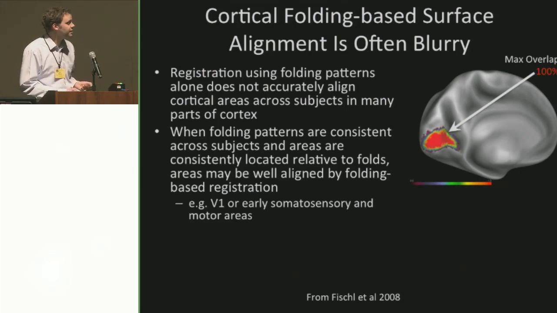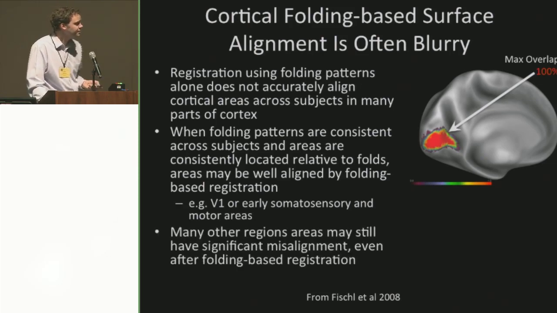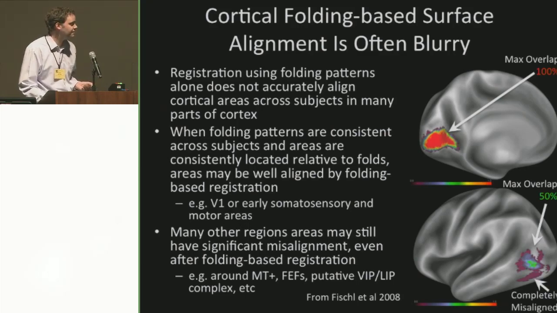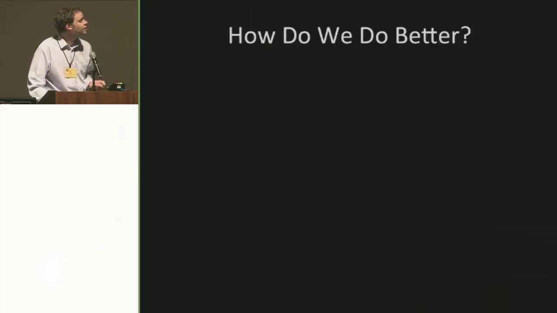Another couple of examples are V1 and the early somatosensory and motor areas. But many other regions may still have significant misalignment after folding-based registration. Around MT is a more challenging one. We only get about 50% overlap there. The IPS is another challenge, or the frontal eye fields. And here we have even some areas that are completely misaligned. So how do we do better?